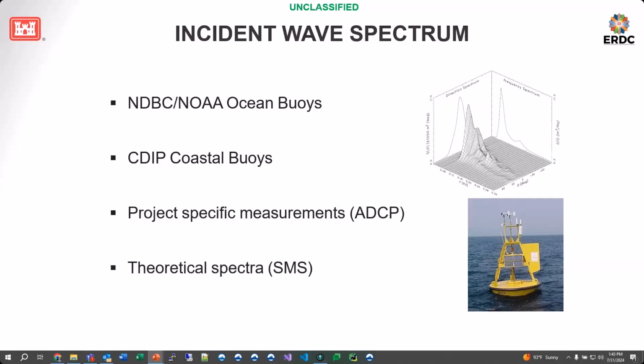So we can gather wave forcing through spectrum from different buoys, whether it be NDBC or CDIP. WIS stations provide a spectrum. We have ADCP instruments that are put out there. And then we can also generate it within SMS or some other script to generate a spectra based on wave criteria, and then use that to force the wave model.